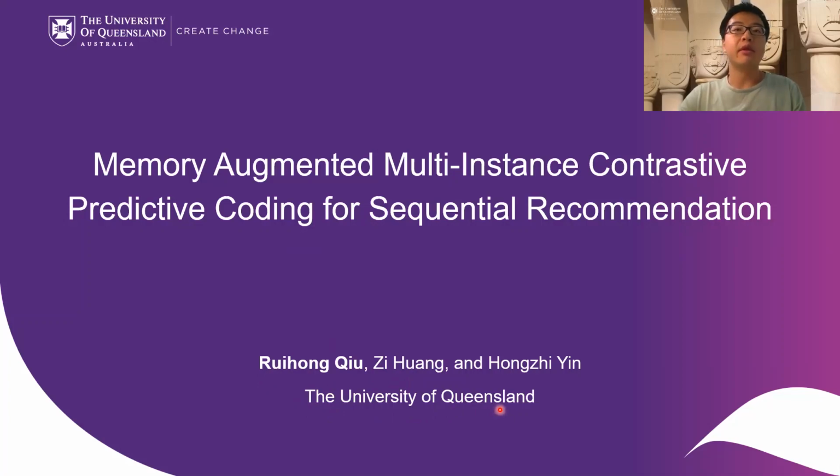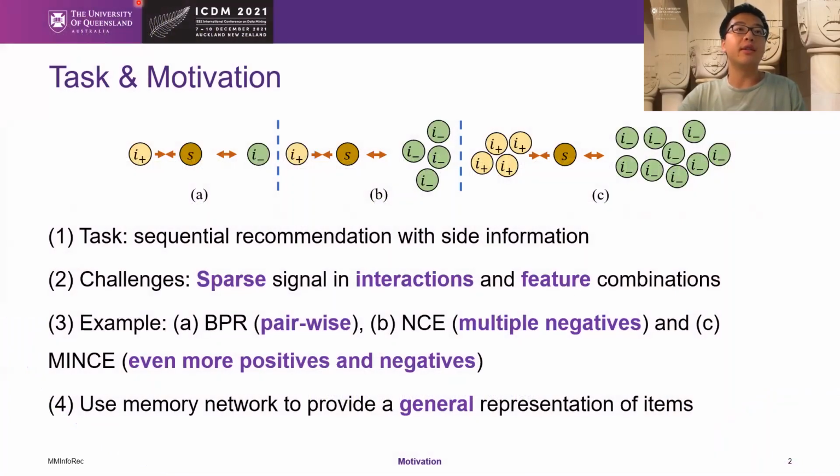In this paper, we focus on the task of sequential recommendation with side information. Side information usually includes brand, category, and manufacturers, etc. The challenges for sequential recommendation with side information usually contain two aspects.